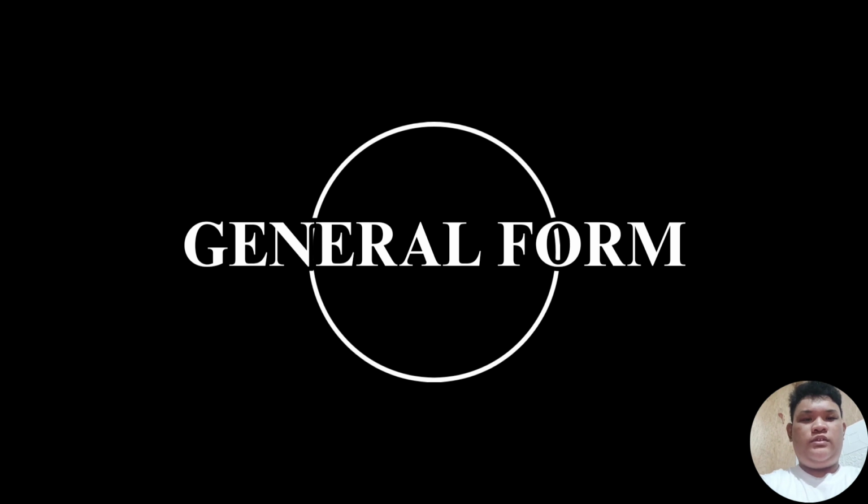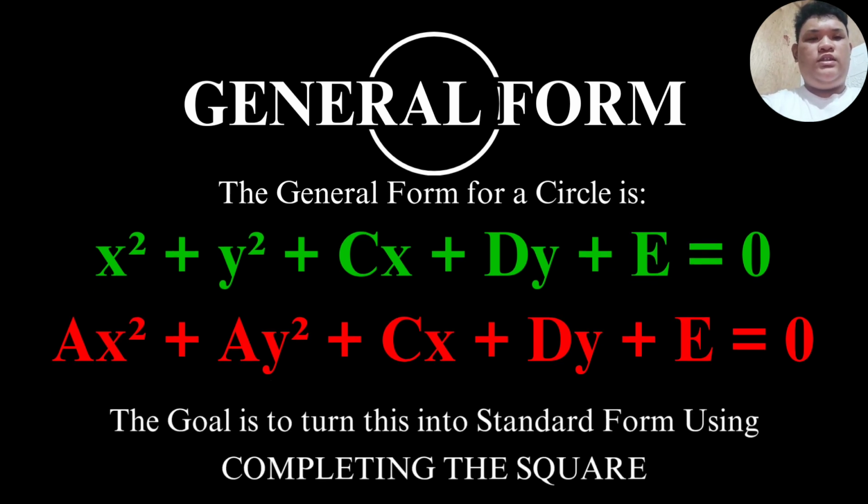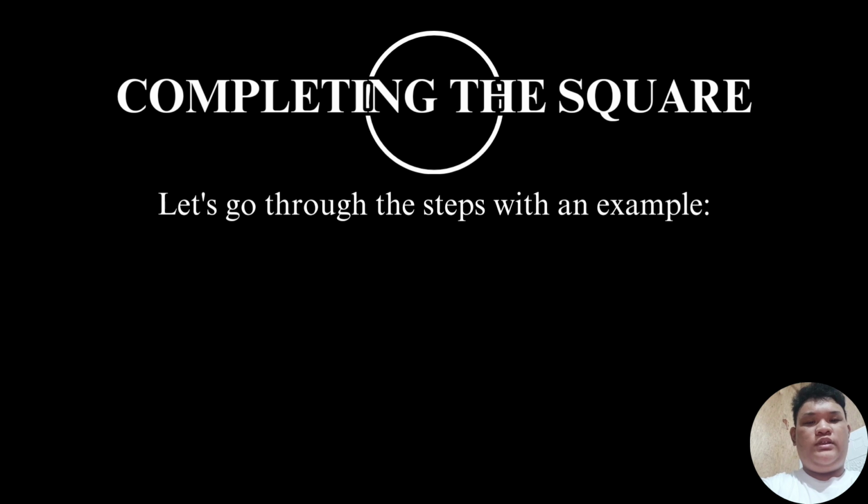Now, let's learn about the circle's general form. The circle's general form is x² + y² + cx + dy + e = 0, and the other form has coefficient a on the squared variables. Our main goal is to turn the general form into the standard form using completing the square. Let's go through the steps with an example. This is a bit complicated, so listen closely.